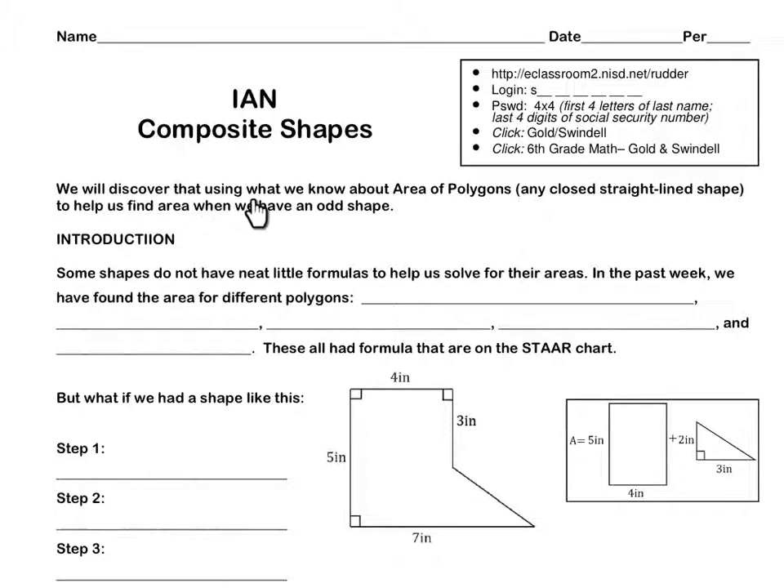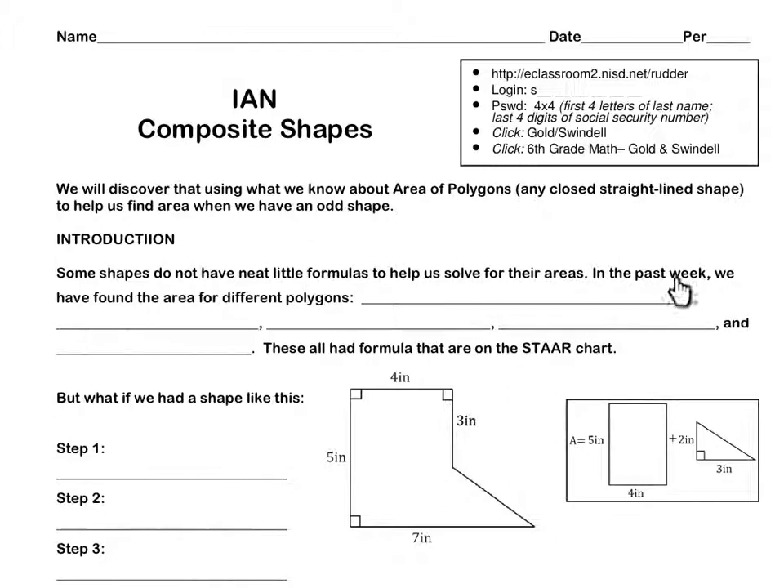We will discover that using what we know about the area of polygons, which is any closed straight line shape, will help us find the area when we have an odd shape. So for an introduction, some shapes do not have neat little formulas to help us solve for their areas.